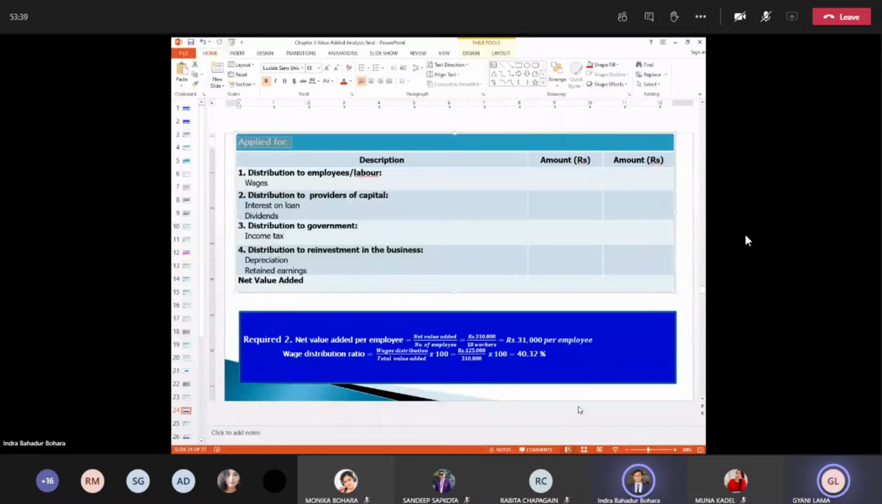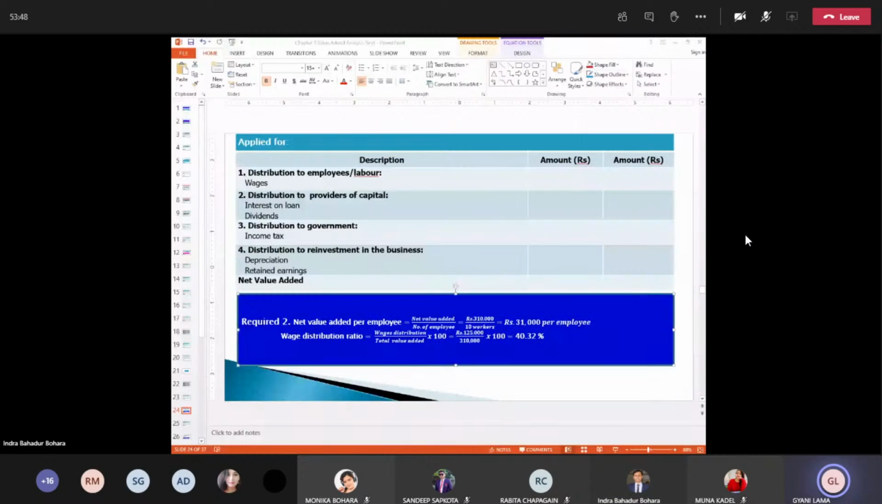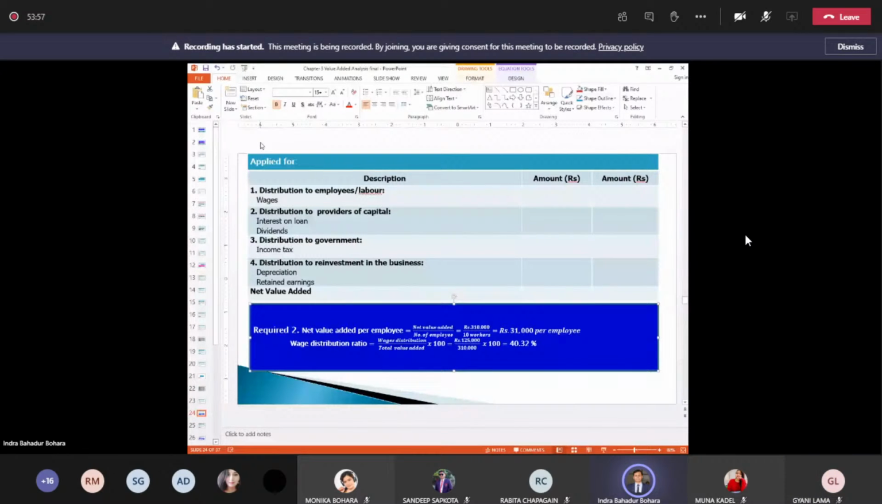If you are asked for a value added statement under additive method, you prepare only this additive method, and on the top you write value added statement under additive method for the year ended date, with particulars and amount in rupees.